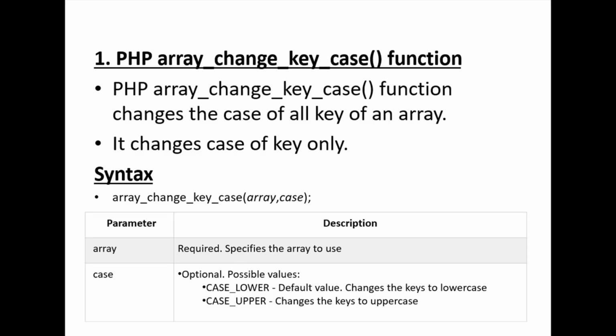So the syntax is array_change_key_case followed by array, comma, case, where array is the required field. It specifies the array to use, and case is optional. The possible values for case are CASE_LOWER, which is the default value in this function. It changes the keys to lowercase, and the other possible value is CASE_UPPER. It changes the keys to uppercase. The default value is lower. So if you want to change it to upper, you can mention CASE_UPPER in case of case.